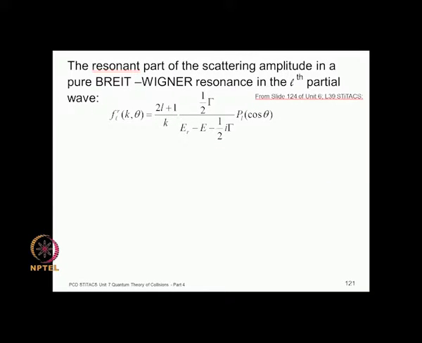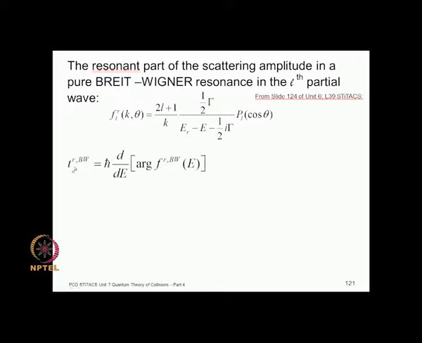So, let us look at the resonance itself, and I will take the case of the pure Breit-Wigner resonance in the Lth partial wave. For this, the partial wave scattering amplitude is given by this expression, which we have derived in our earlier classes, and this is the Breit-Wigner resonance, and the time delay, the Wigner time delay. Wigner's name keeps coming in quantum physics everywhere. He is one of the great contributors to quantum theory. So, this is the Breit-Wigner resonance formula, but then there is a Wigner time delay, this T_D, which is also Wigner.